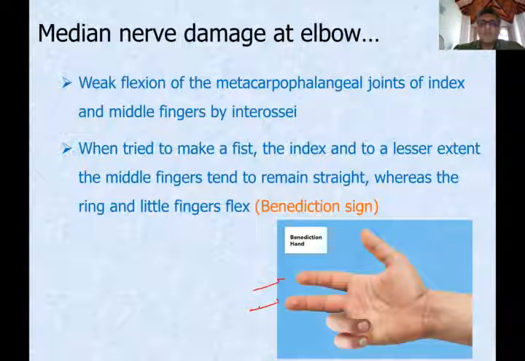From this view, when you look at it, you will say that it is like ulnar claw hand, but it is not, because there is no extension of metacarpophalangeal joints as such. Okay, so it's benediction sign, and this is not a resting position. This is when the person is trying to make a fist. Okay, so this is the fist he can make.